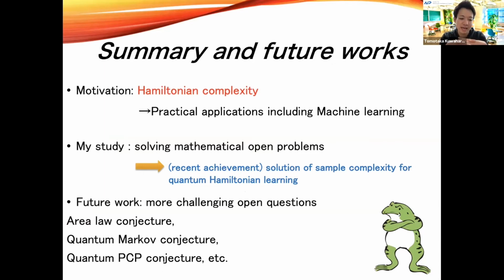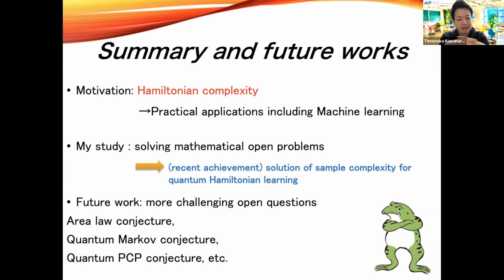Oh, the quantum Markov conjecture is a condition. In classical terms, the Markov property is characterized by conditional independence between subsystems. Let us consider tripartite systems A, B, and C. Then the Markov property implies that A and C are conditionally independent given the subsystem B. And if for any tripartite systems, two subsystems are conditionally independent given the other subsystem, then the classical probability distribution is said to satisfy the Markov property.